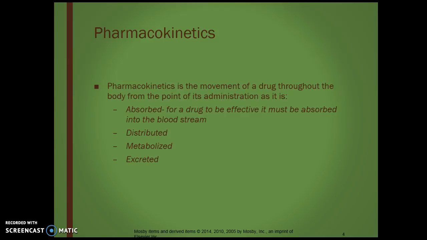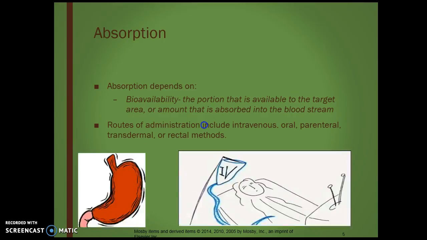Pharmacokinetics. Some of you may remember this from pharm, and actually I just taught it over the summer. Pharmacokinetics is the movement of drug throughout the body from the point of its administration as it is absorbed, distributed, metabolized, and excreted. We're going to go through each one of those. Absorbed: for a drug to be effective, it must be absorbed into the bloodstream, right? So let's start with absorption.